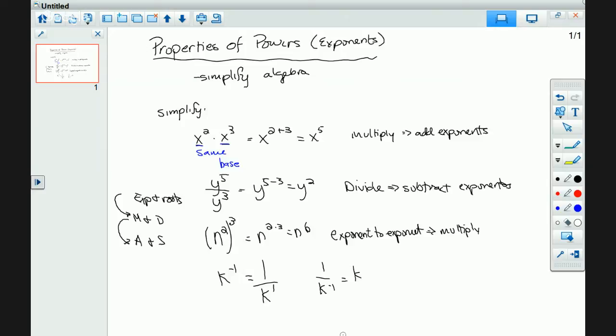That also holds. So if the negative one is in the denominator, basically what you're saying is a reciprocal. A negative exponent means either put it down or put it up.